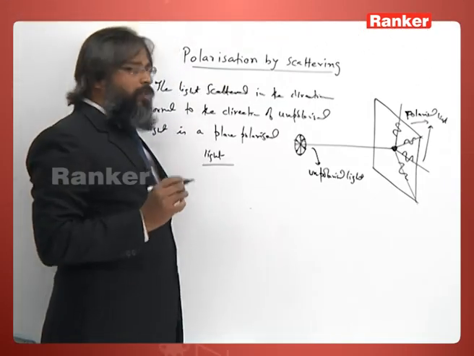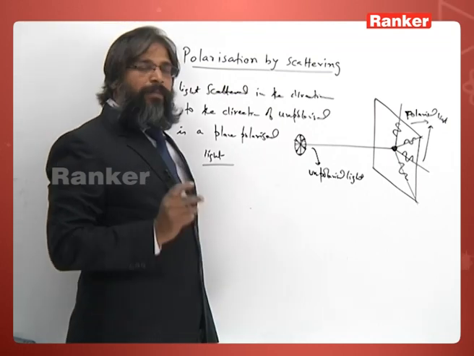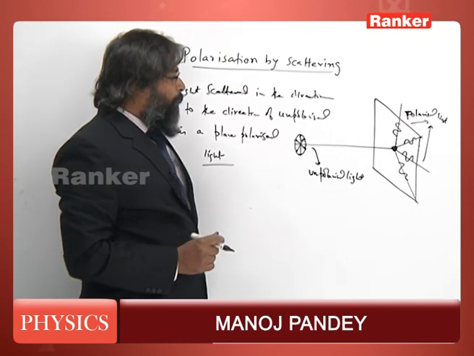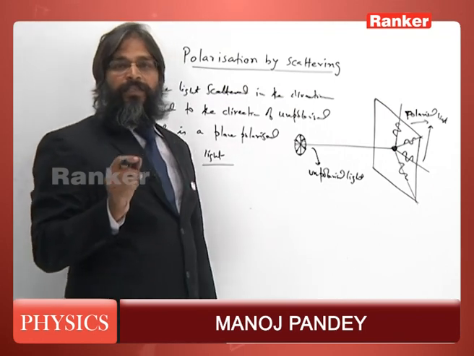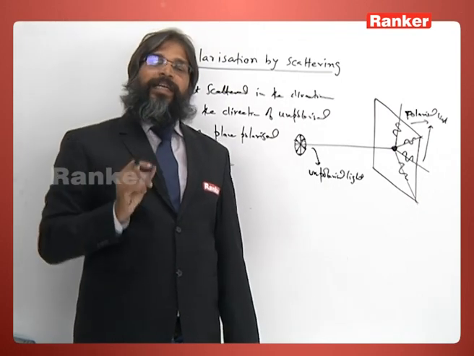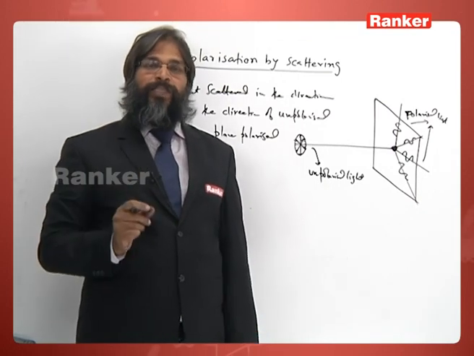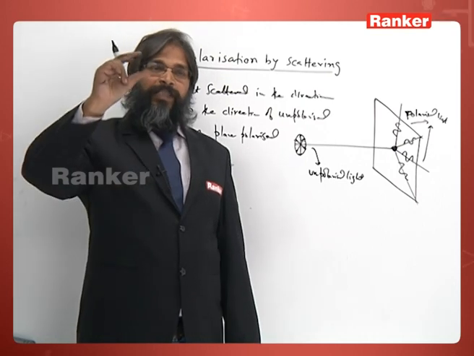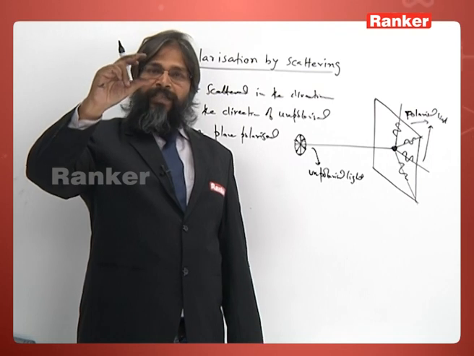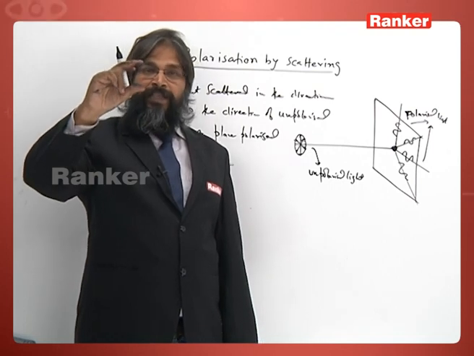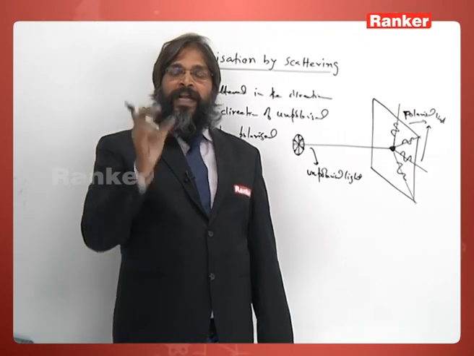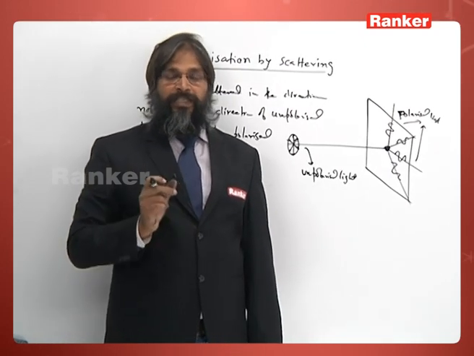It was discovered by a gemstone manufacturer. The person was observing the brilliance of its gemstone at the time of sunset. So when he took a gemstone and was viewing the sun at the time of sunset, he observed that when he rotates the gemstone, the intensity of the light is decreasing.